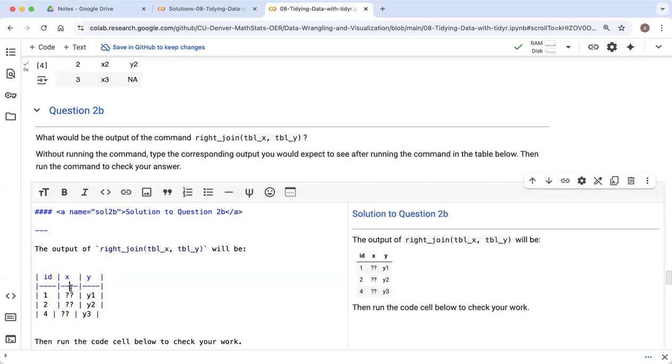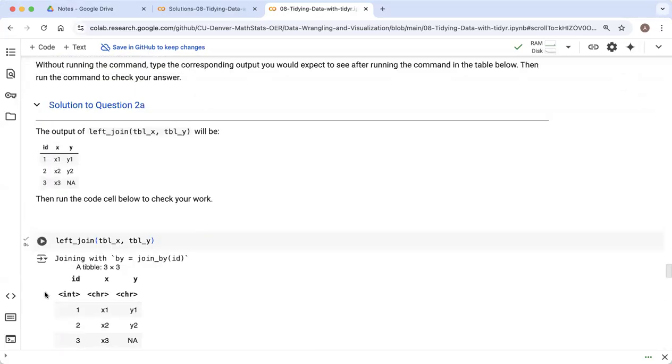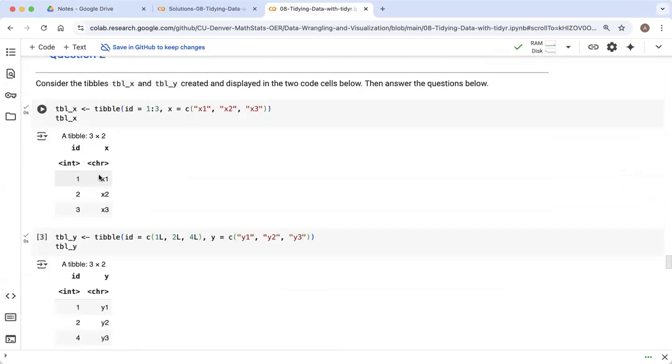And then it's going to go into the data frame X, in this case tibble X, and look: is there a row that has ID 1? And it's going to say, yes, there is. That corresponding value in the X column is X1. Is there a row that has ID 2? Yes, there is. The corresponding value in the X column is X2.